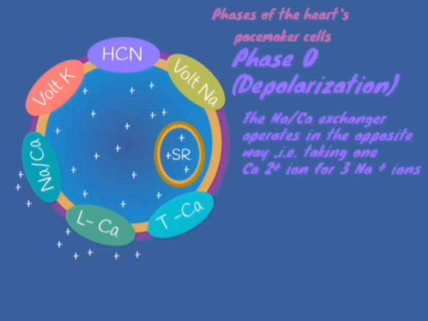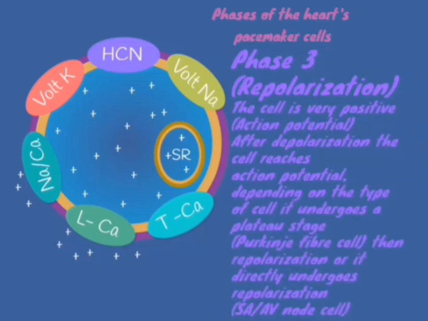The sodium-calcium exchanger operates in the opposite way, that is taking one calcium ion for 3 sodium ions. Phase 3. The cell is very positive. After depolarization, the cell reaches action potential. Depending on the type of cell, it undergoes a plateau stage, then repolarization, or directly undergoes repolarization.